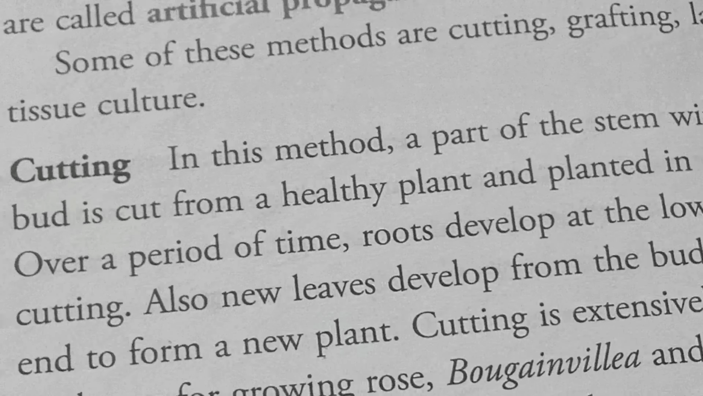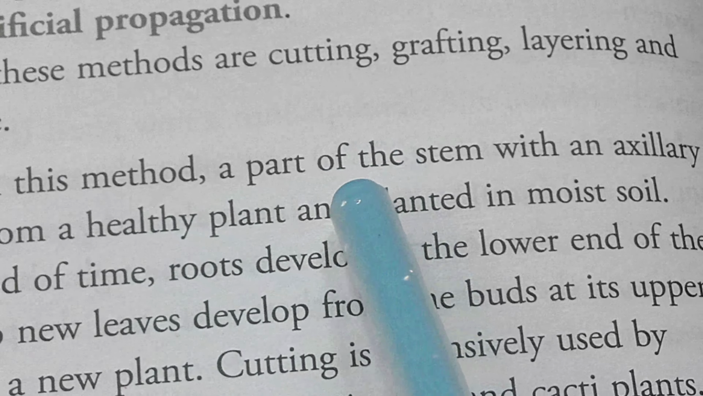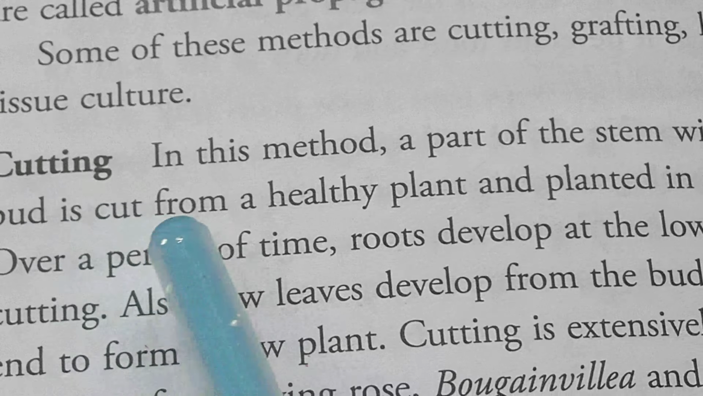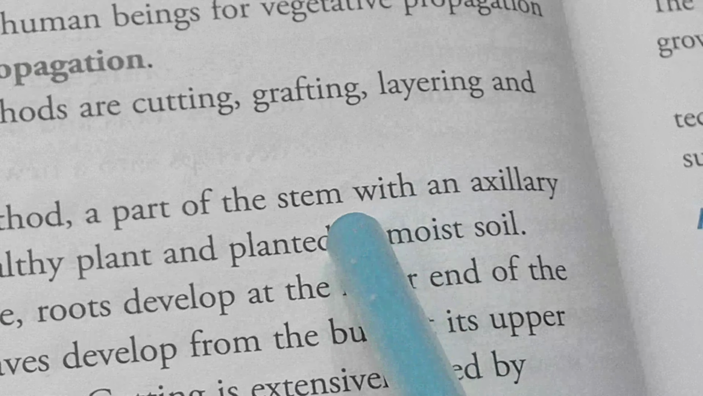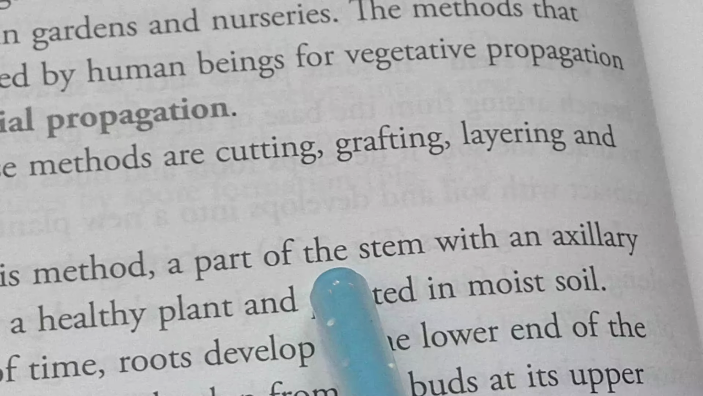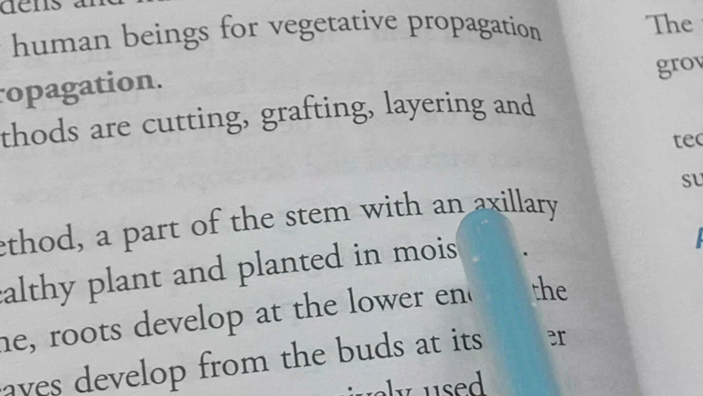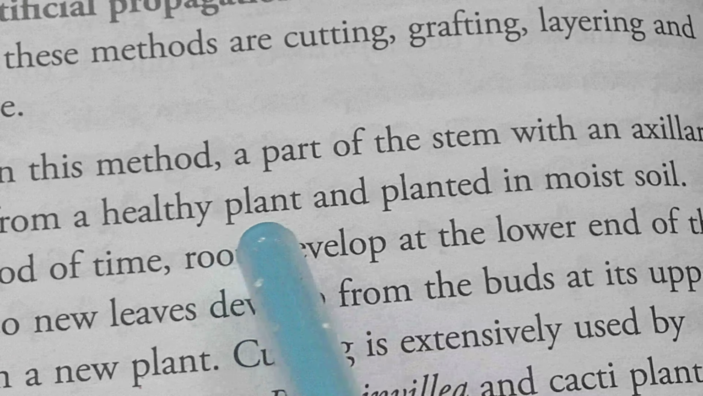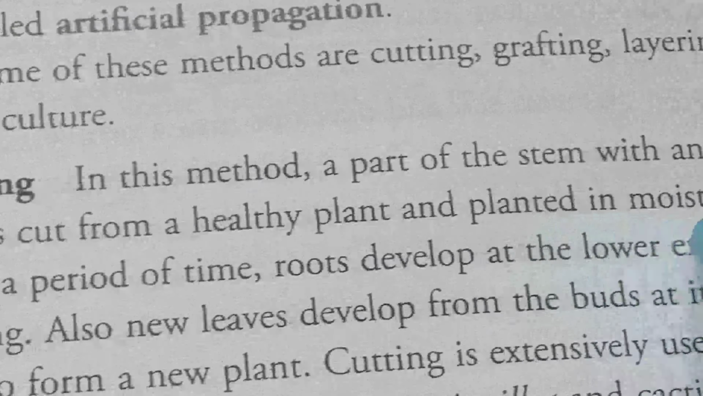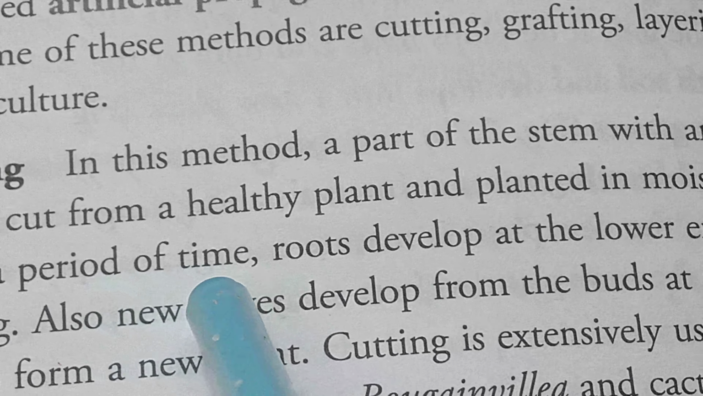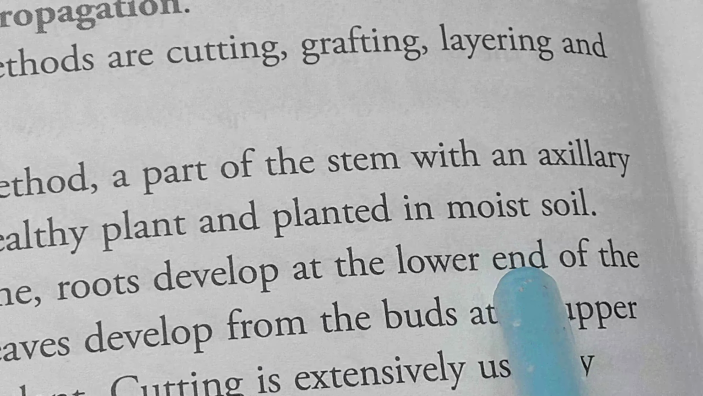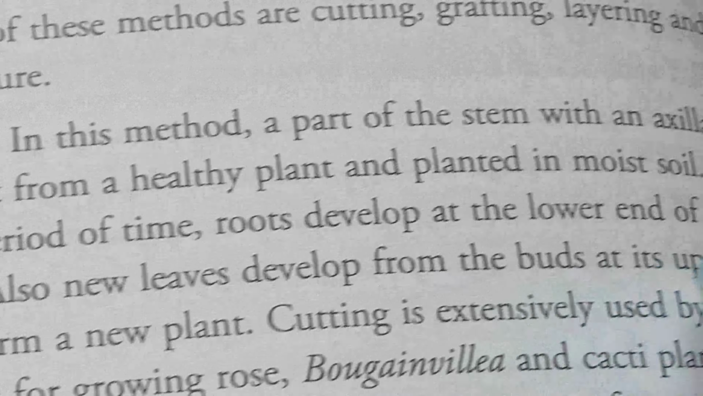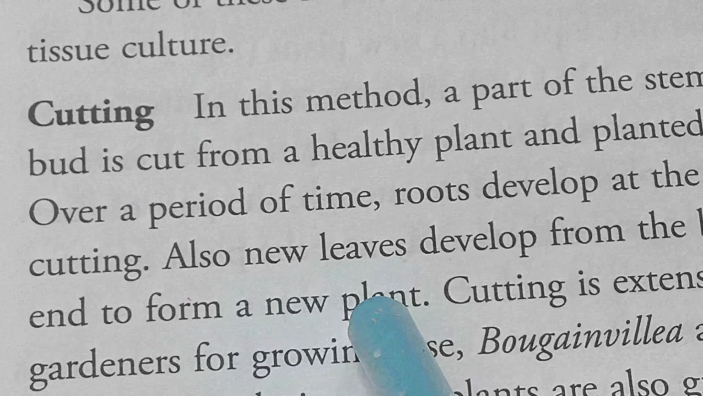So what is cutting? In this method, a part of the stem with an axillary bud is cut from a healthy plant. So just इसके नीचे अंडरलाइन करना. स्टेम ऐसा होना चाहिए, हेल्दी तो होगा ही, उसी के साथ with an axillary bud, is cut from a healthy plant and planted in moist soil. Over a period of time, roots develop at the lower end of the cutting. Also, new leaves develop from the buds at its upper end to form a new plant.